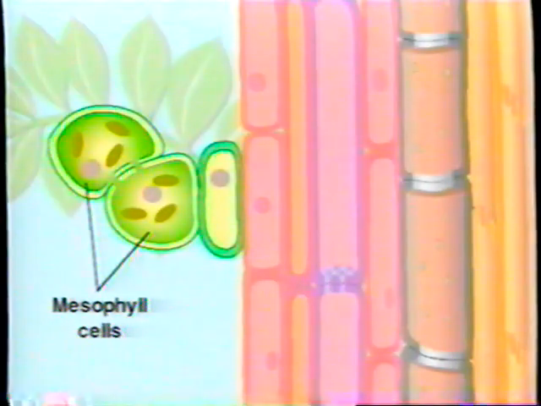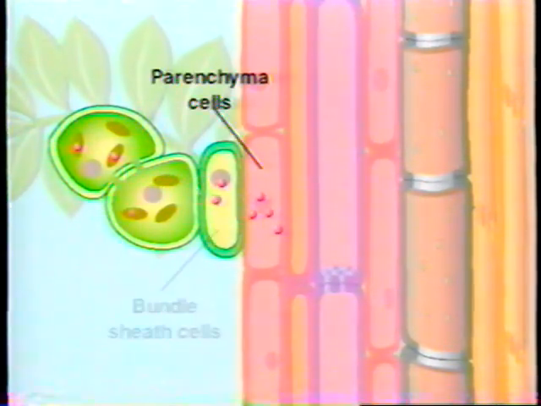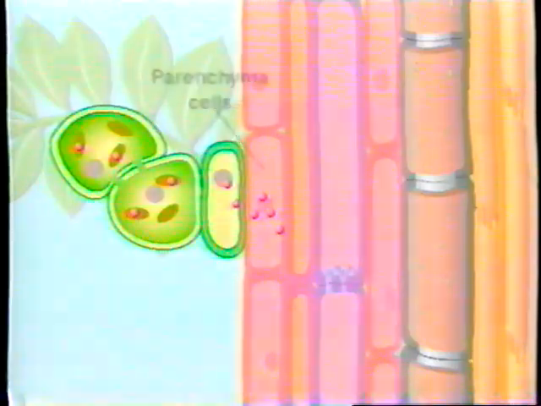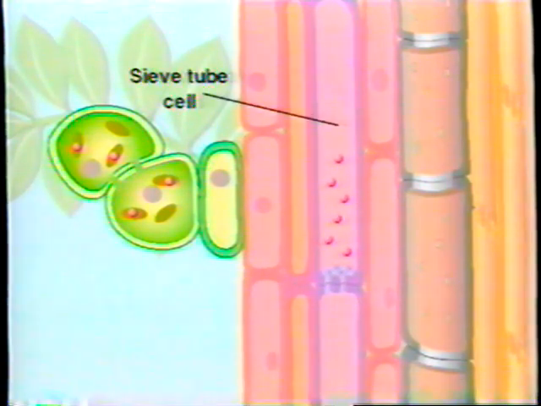In the leaf, sugar synthesis takes place in the chloroplasts of mesophyll cells. The sugar molecules move through plasmodesmata from one mesophyll cell to another toward the phloem in the leaf vein. The sugars pass through the bundle sheath cells and into parenchyma cells in the phloem. The sugars enter the companion cells. Next, the sugar molecules are actively pumped into the sieve tube cells.